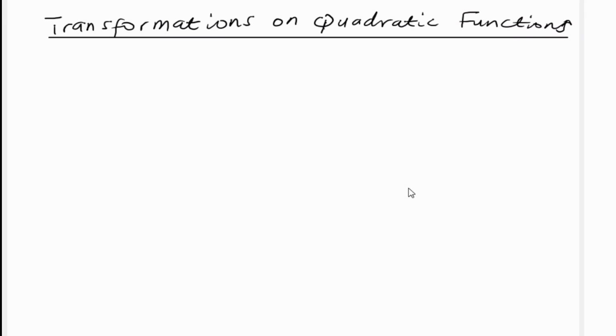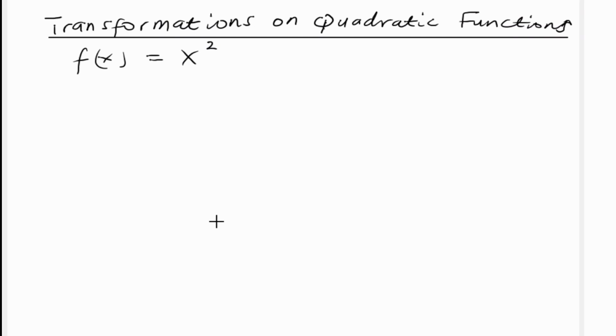Today, we are studying transformations on quadratic functions. This simply means the movements or the shifts of the parent quadratic function f of x equals x squared. In this study, I'm going to talk about the horizontal shift, the vertical shift, the vertical stretch, and the reflection over the x-axis, or the flip. Right, let's get deeper into the study now.